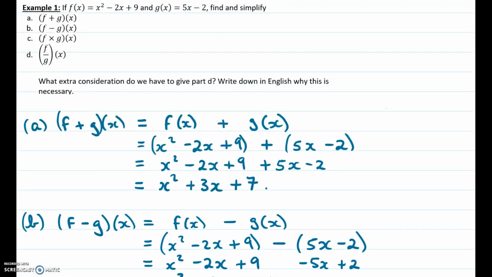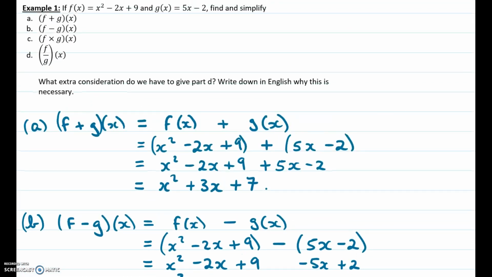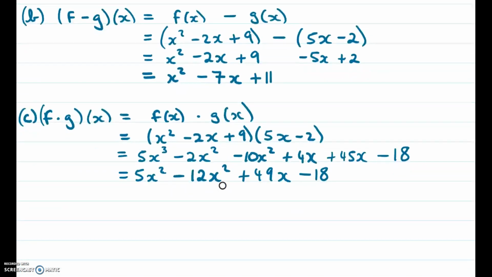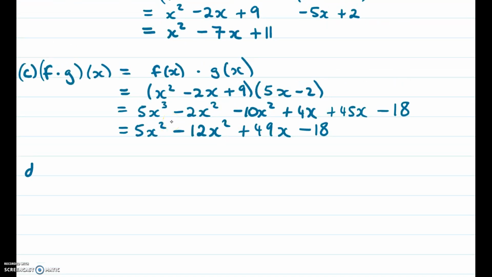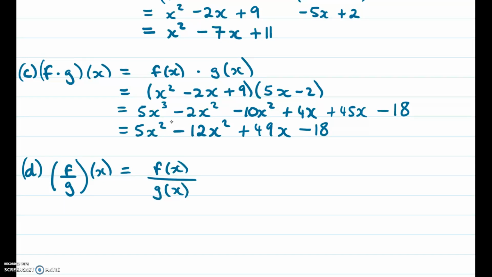Okay, so there's one last piece to do here, and that's f over g of x. And this time we're asked a question, what extra consideration do we have to give part D? And write down in English where this is necessary. So it's f over g of x. So let's scroll up here and give ourselves some room if we can, and see how we get on with this. So it's f over g of x. Well, that would be f of x over g of x.